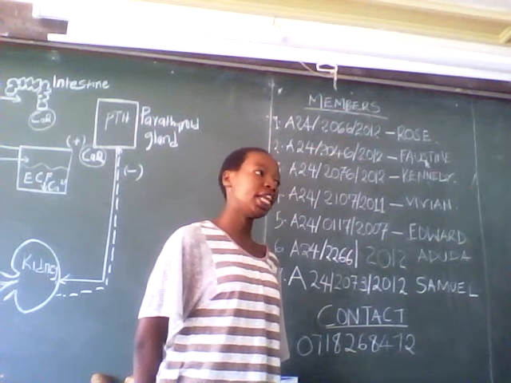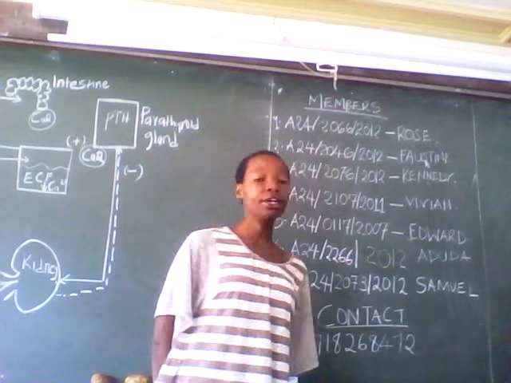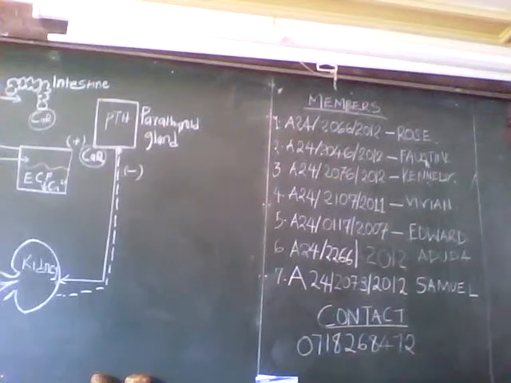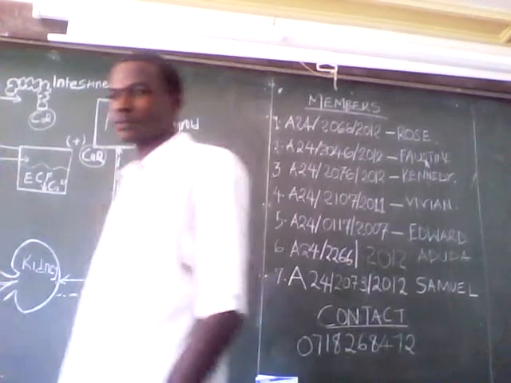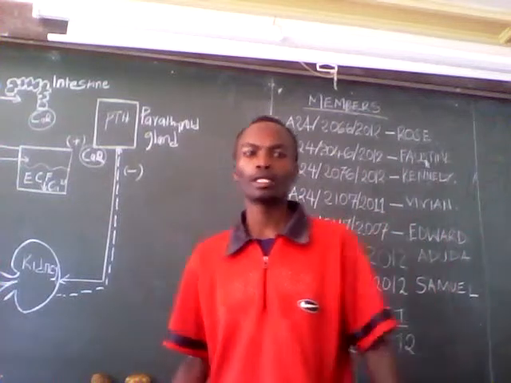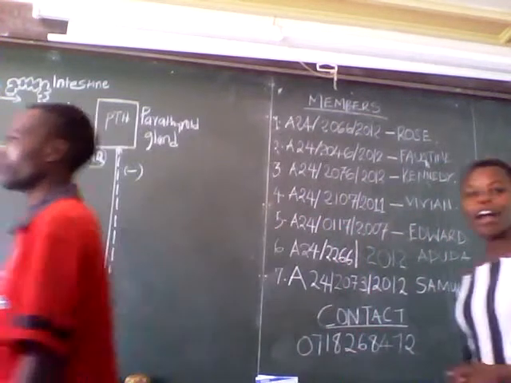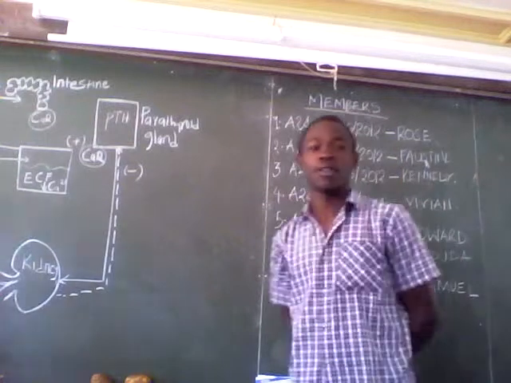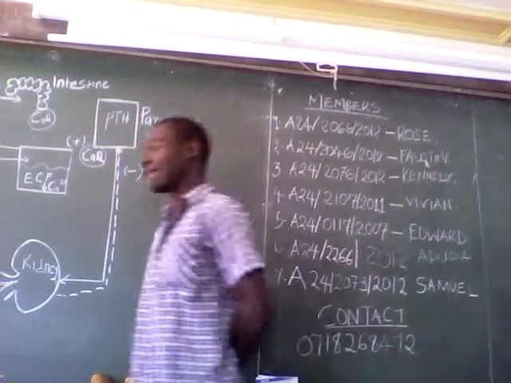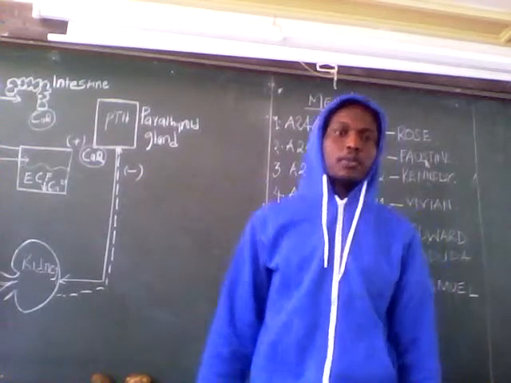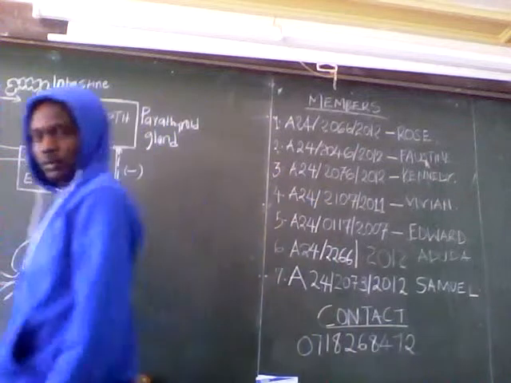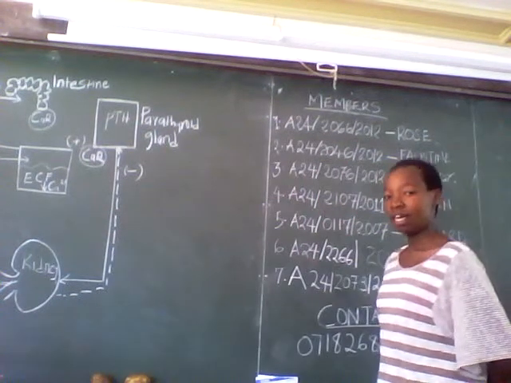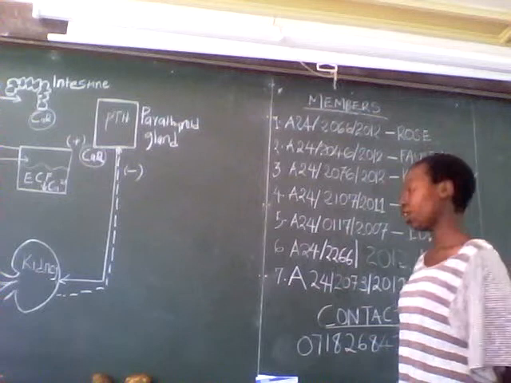I am Rose Chalangat, and the other group members are Samuel Obiede, Kennedy Onyango, Edward Mbugo, Vivian Kiget, Faustin Nawara, Tobias Saduda. Yes, those are our group members, and I shall be taking you through the introduction.